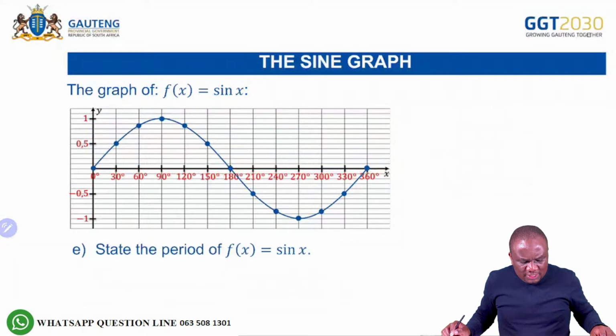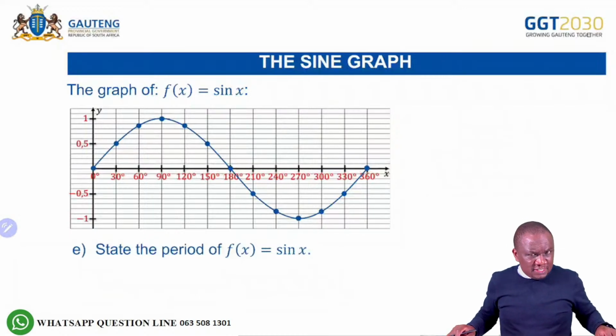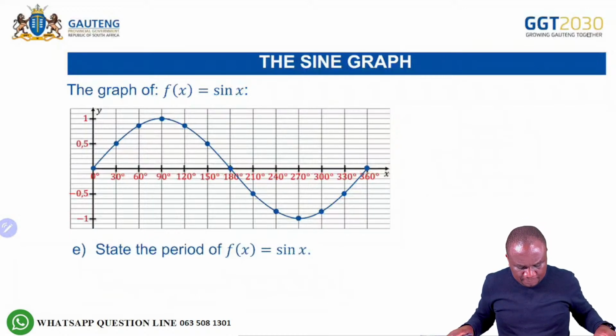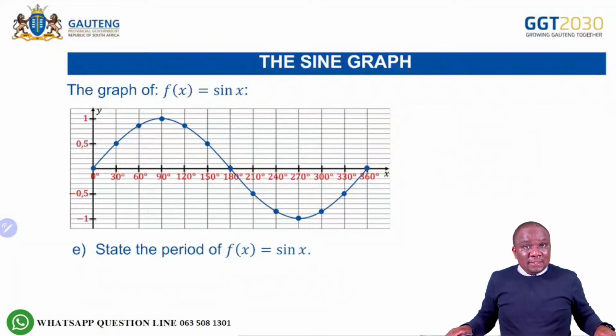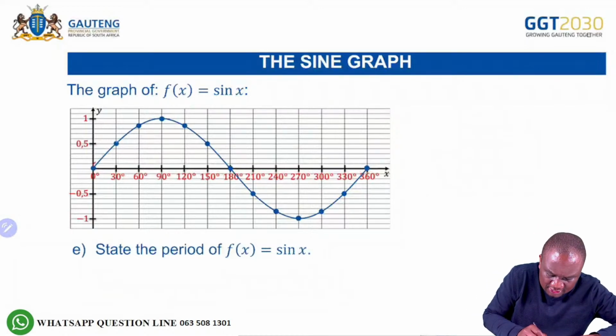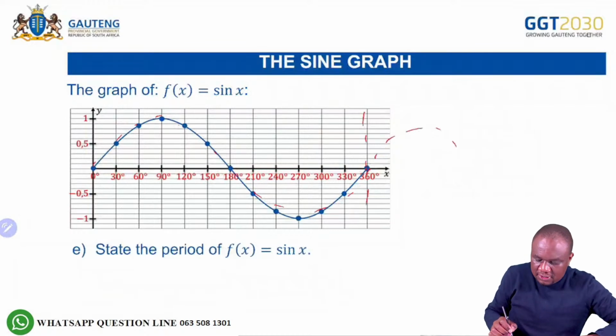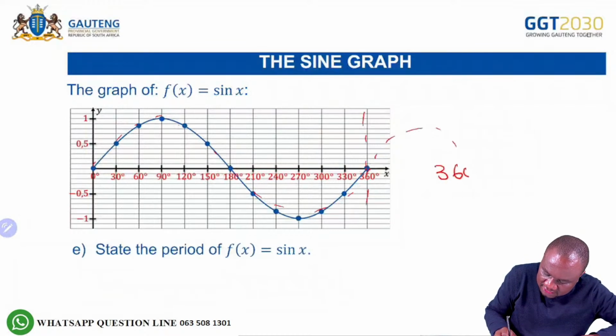Now, what is the period of the graph of f of x? I'll wait for your answer here for 30 seconds. What is the period for f of x? We talked about the period. The graph will repeat itself after 360 degrees. Please take note of this and write your notes. Okay, 360 degrees, and then it starts again. So the period here is 360 degrees.